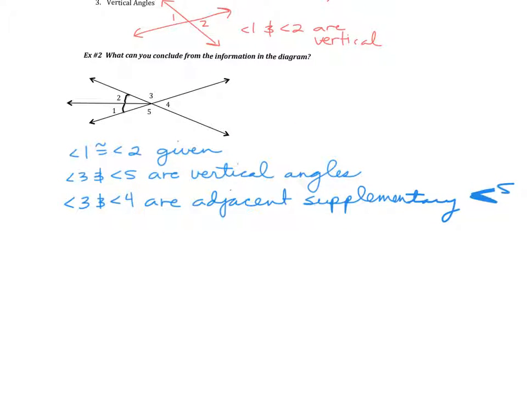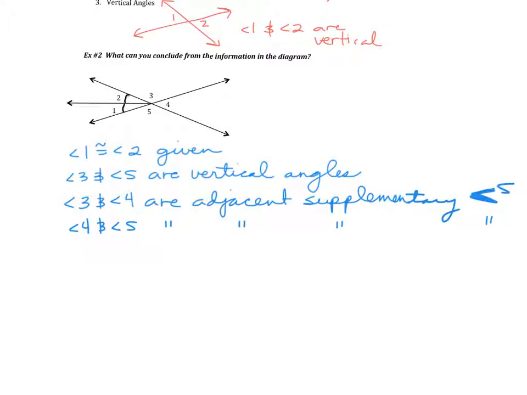What else? Do you have another pair of adjacent supplementary? Ethan? Right. You can say the same thing about 4 and 5. Angle 4 and angle 5, and I'm just going to do the little ditto marks, are adjacent supplementary angles. Okay. There's one more thing, but it's actually 1, 2, 3, 4, 5 things. Do you know what it is?